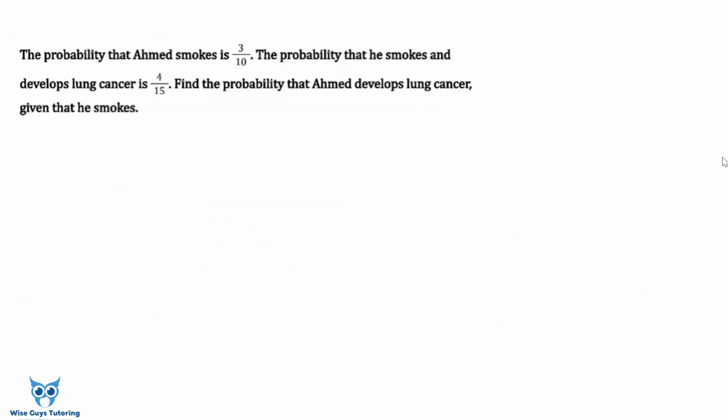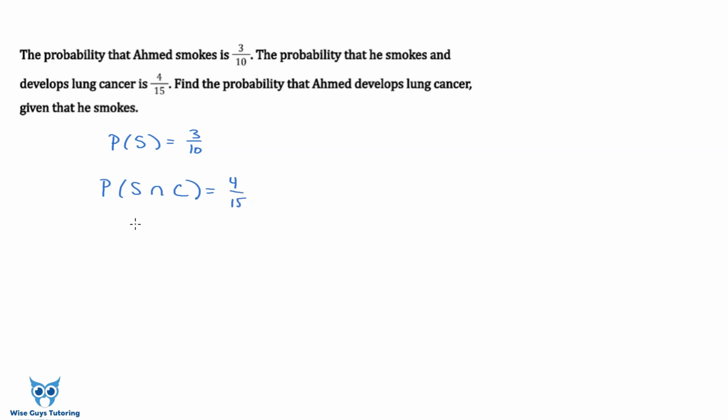So this is a probability question. It says the probability that Ahmad smokes is 3 over 10. The probability that he smokes and develops lung cancer is 4 over 15. Find the probability that Ahmad develops lung cancer given that he smokes. But basically here it is. The probability of him smoking is 3 over 10. The probability that he smokes and gets cancer, God forbid, is 4 over 15.